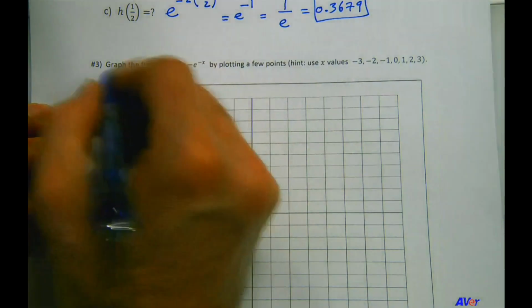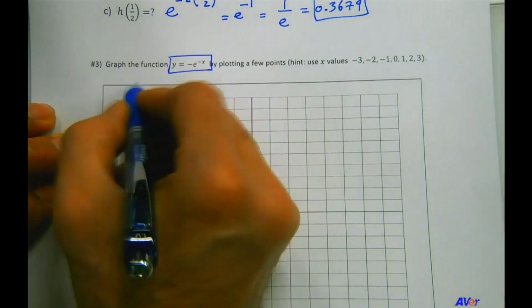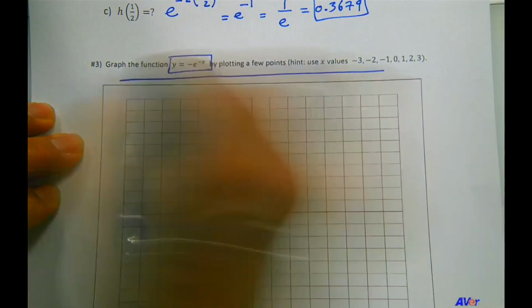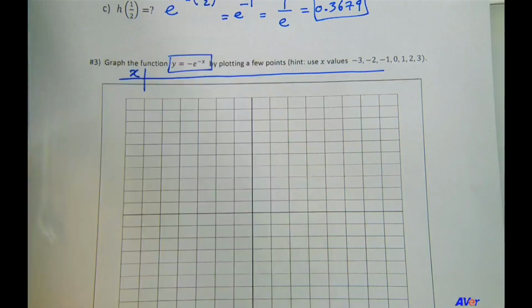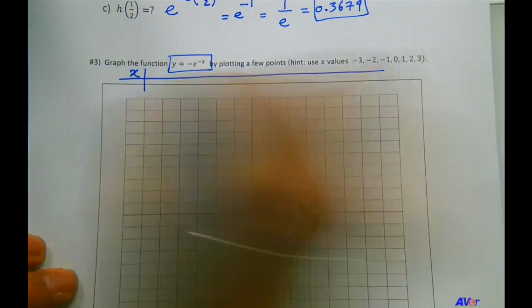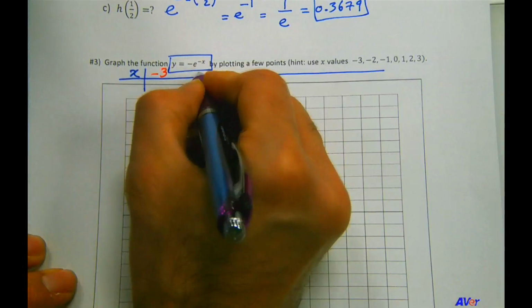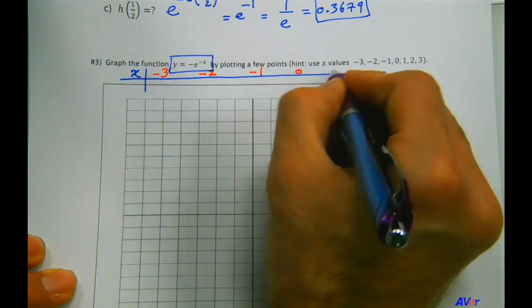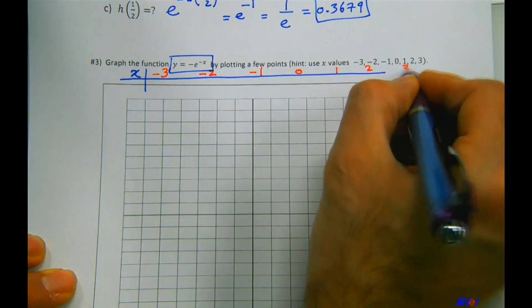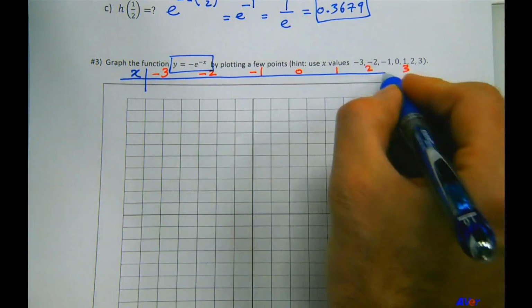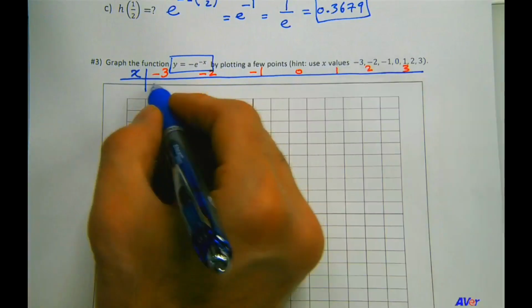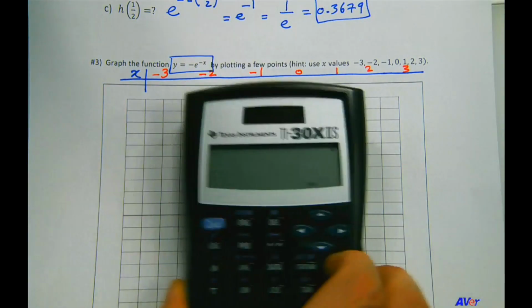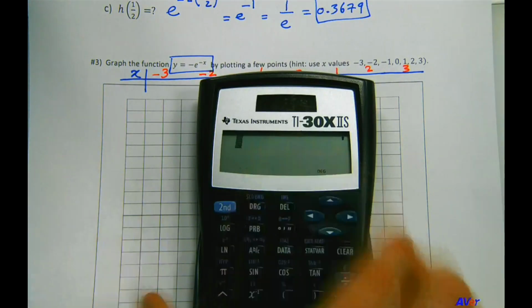So we're evaluating this function, and x values, let's take them as these, -3, -2, -1, 0, 1, 2, 3. Okay, so let's calculate the Y values, sorry.